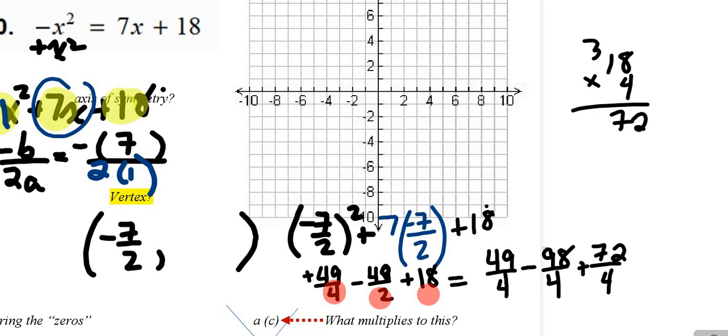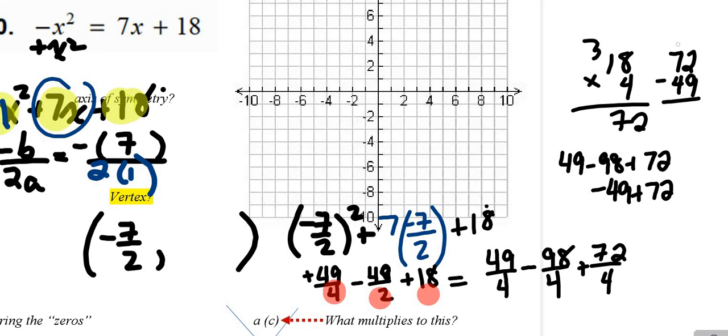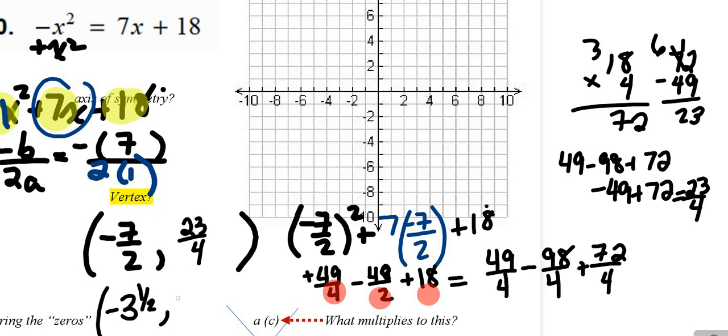Just relax, it's fine. So we're going to do 49 minus 98 plus 72. 49 minus 98 is minus 49 plus 72. That's going to be 23 over 4. Positive. Now, really hard to graph when you have improper fractions, so we're going to change this to a mixed number. So 7, 2 goes into 7 3 times with 1 left over. So this is negative 3 and a half. 4 goes in there 5 times, 3/4. So if you look carefully, our vertex is negative 3 1/2, 5 3/4.